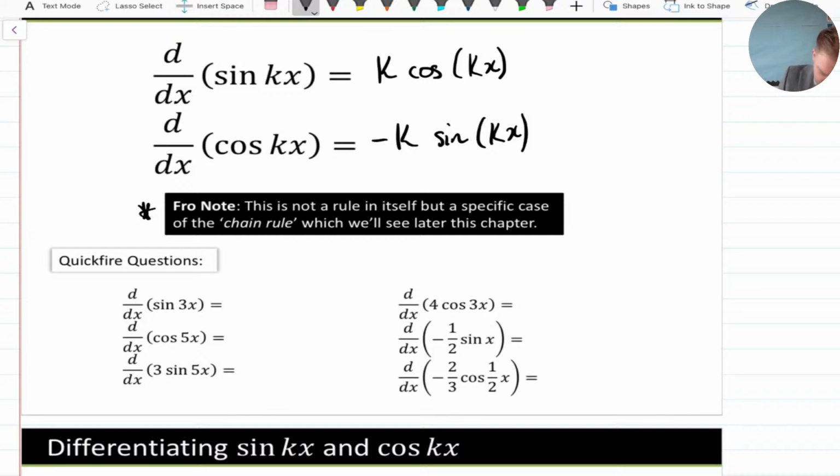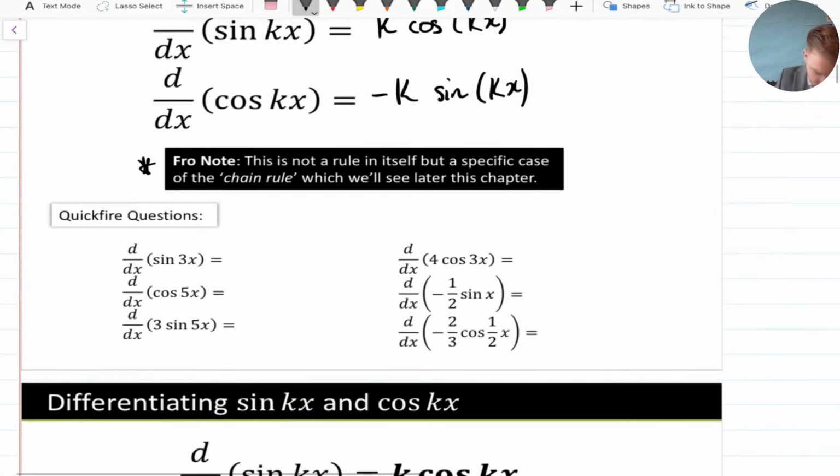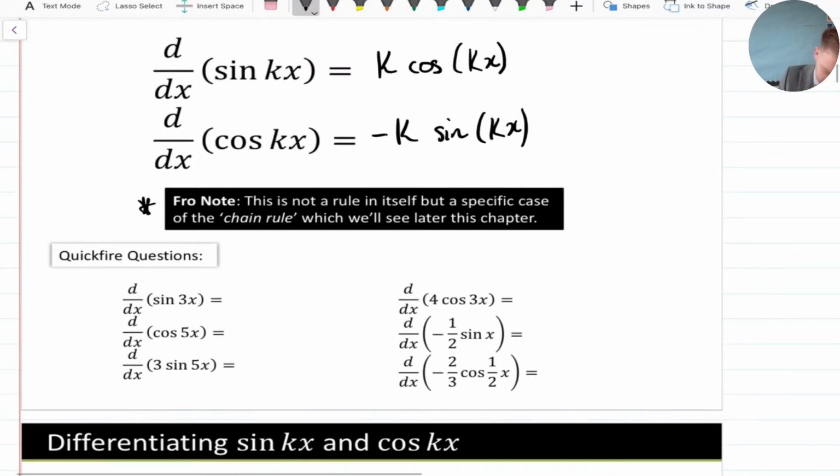So I'm going to do a couple of these, and then I'm going to ask you to have a go at some yourself. Maybe I'll even pick a couple. So I'll do this first one here. So if I'm differentiating sine of 3x, this is equal to 3 cos of 3x. Nice and easy. Yeah, I'll do this one down here as well. If I'm differentiating this one, no, I won't do this one. I'll do this one on the right over here.